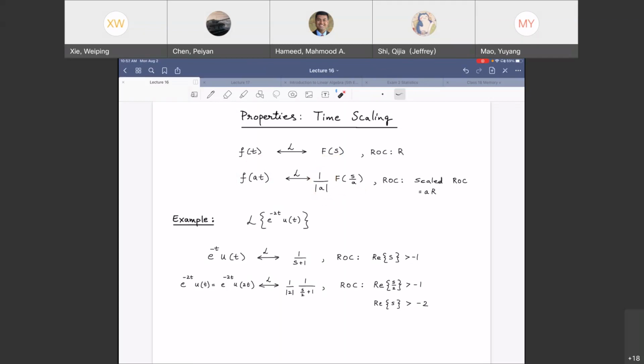What is the ROC going to be? Now, because you're changing the scale for s, your ROC is going to be scaled. R is now going to become AR. Let's try to take a look at an example.